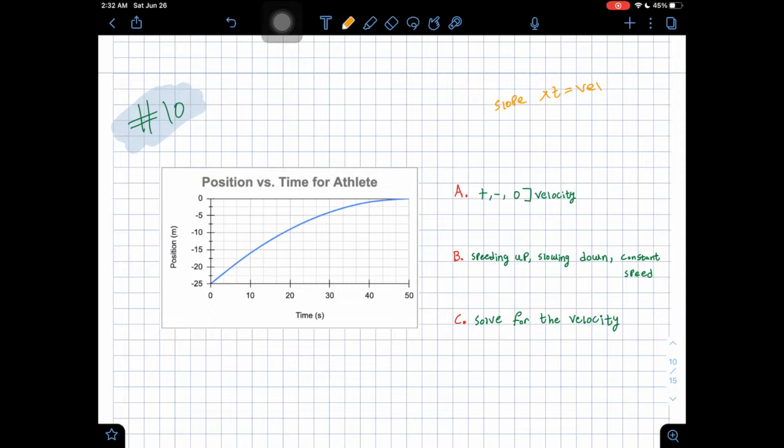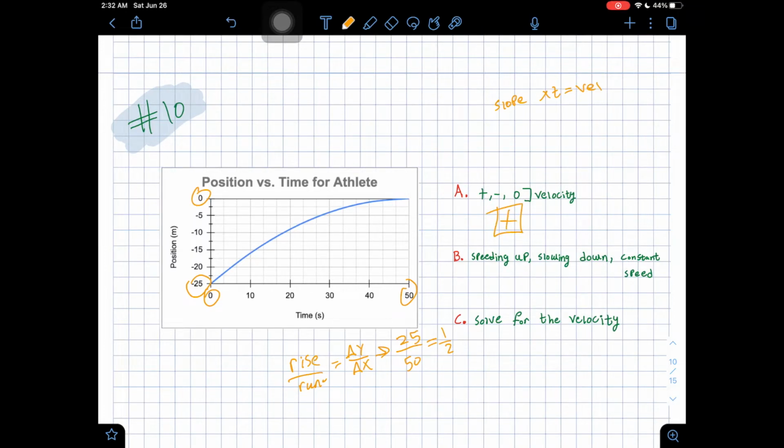We can see that it's increasing, fairly obviously, but just to do it, we know that slope is rise over run, which is just equal to the change in y over the change in x. So we can see our y goes from negative 25 to 0. We have a change in y of 25, and we see our x goes from 0 to 50. So we have 25 over 50, and we have a rise over run, or a slope of 1/2. And as this 1/2 is positive, we have a positive velocity.